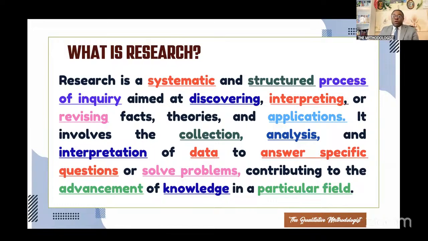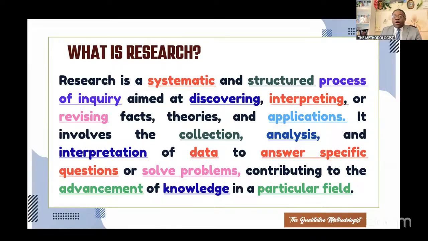So if you want to push out information that you want people to hold onto and reference you and hold you accountable for, you need to take a class on research methodology. It's important. I recommend it. So it's a systematic and structured process of inquiry aimed at discovering. So you get into the process and your intention is to discover something. We'll talk more about what it means to discover and how you do the discovering. So you discover, you interpret, you revise facts, theories, and applications.